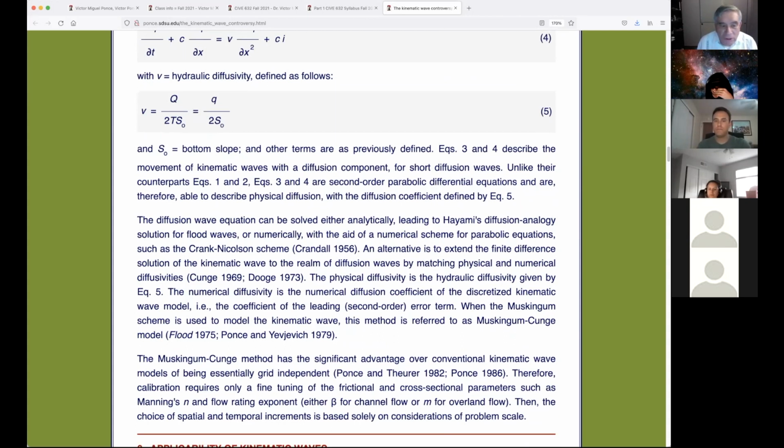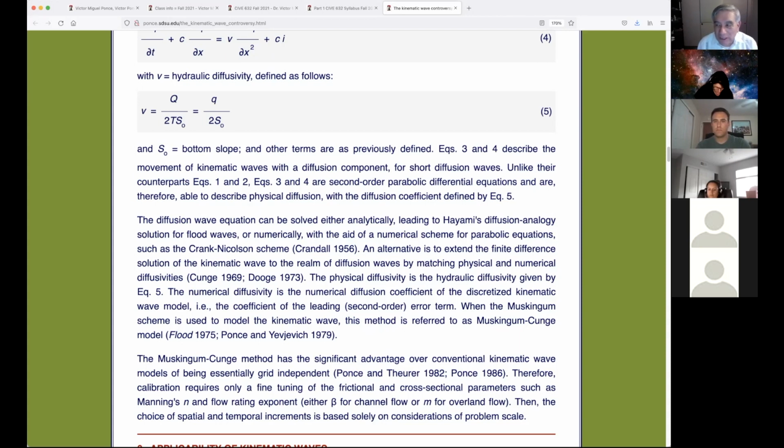Yes, we can use Hayami's diffusion analogy, which I never actually touched, or analytically, or numerically with the aid of a scheme for parabolic equations. Now, if we're all good with numerical methods, there are numerical schemes for parabolic equations, which put in diffusion. For instance, the so-called Crank-Nicholson scheme. So it's one way of doing it. However, that is not the preferred way. Why? Because it uses 6 points, not 4, and people don't like that.